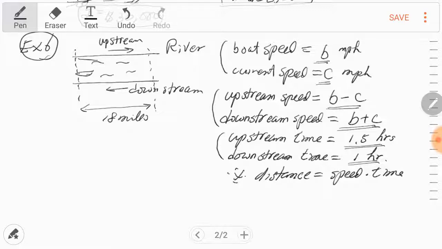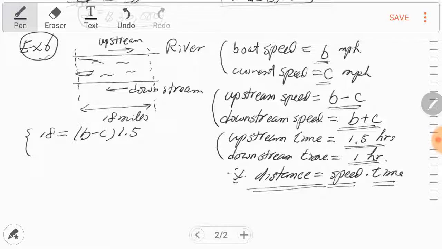Okay, so in this case, we can use the speed formula. The total distance that you travel is the product of speed and time. So we can use this formula. So when you go upstream, then the distance is 18 miles. The total distance you traveled for upstream is 18 miles. And it'll be the speed multiplied by the time. So the upstream speed is b minus c, and the time is 1.5 hours.